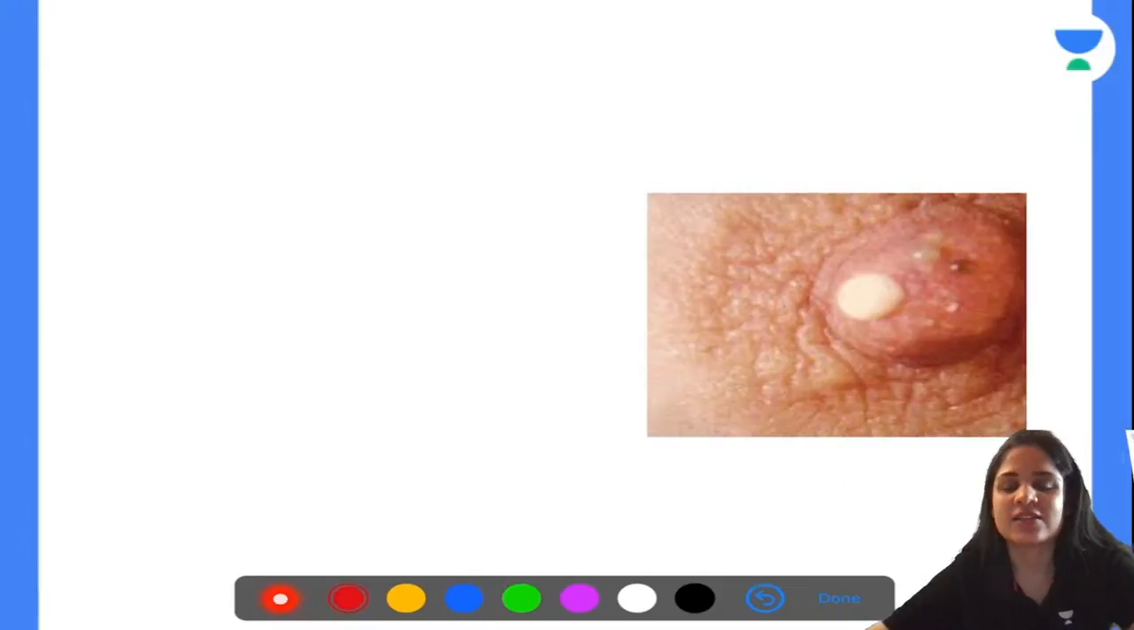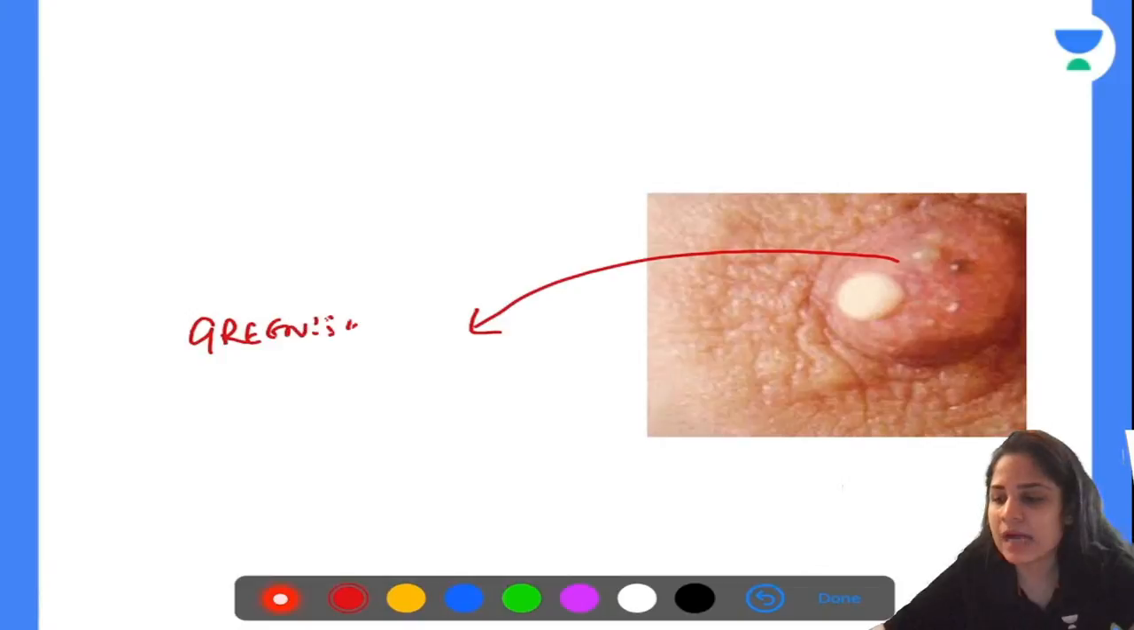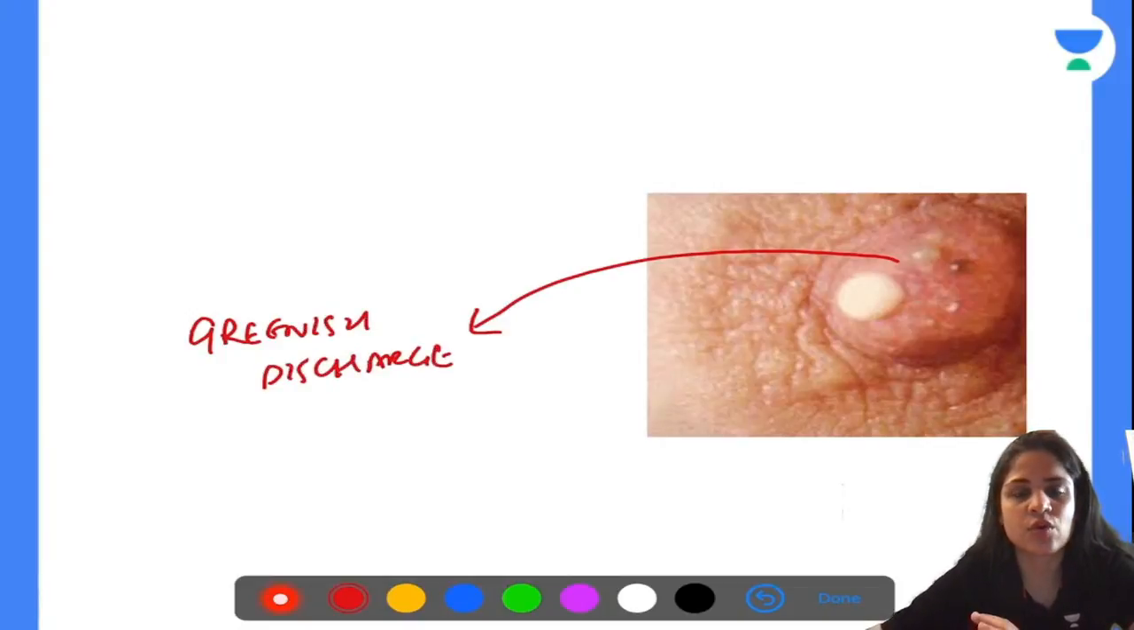Okay, all right, so moving on to our next question. So this is a patient who's coming to you. She says that, doctor, I am concerned because I get discharge from the nipple. Initially it was whitish discharge, I was not very worried about it, but now I am getting a greenish colored discharge from the nipple. Greenish discharge from the nipple. Okay, now you ask her about her history. So everything is fine, she has no comorbidities.